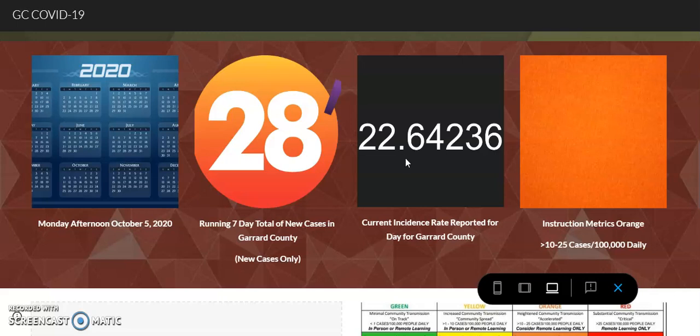Based on that, KDE and the Kentucky Department of Public Health have put together a matrix that we're supposed to use at the school level, at the district level, to determine where we are on moving forward with in-person learning. And based on these numbers, we would be in what's called the orange category. And you can see here that that's between 10 and 25 cases per 100,000.